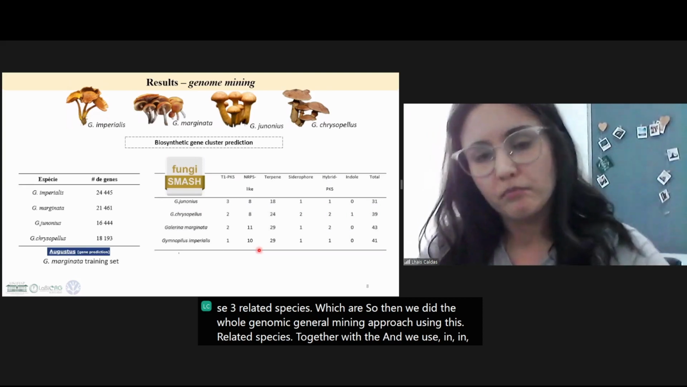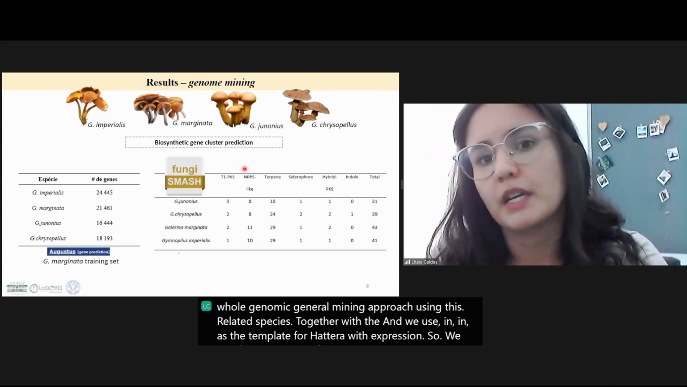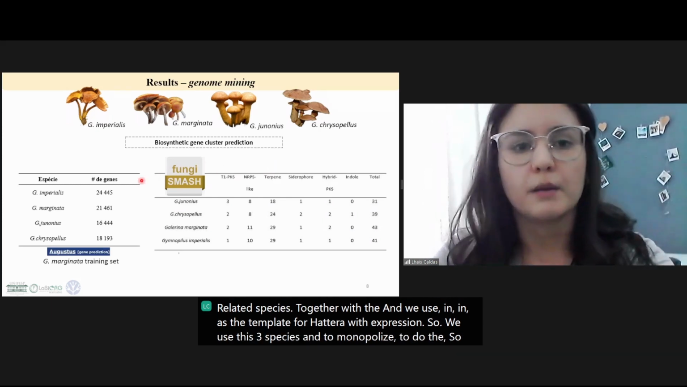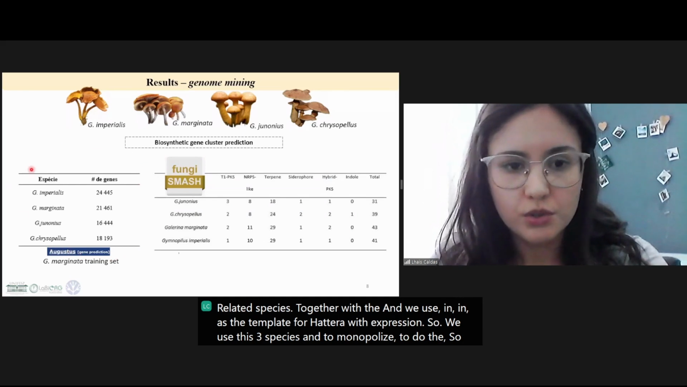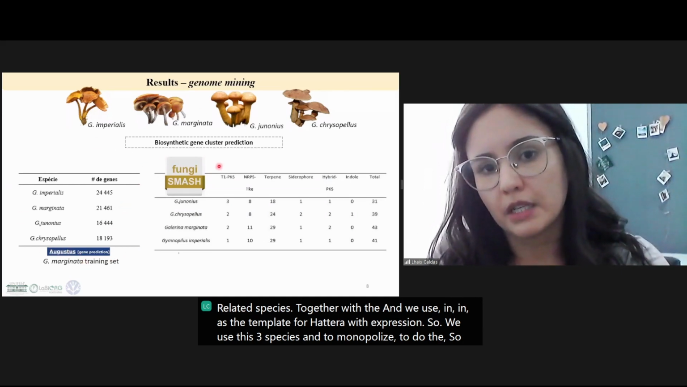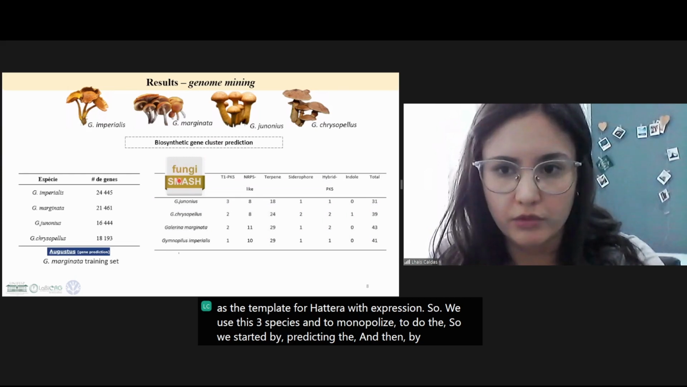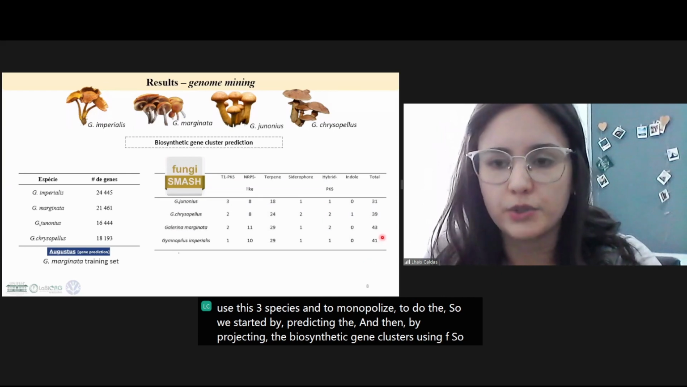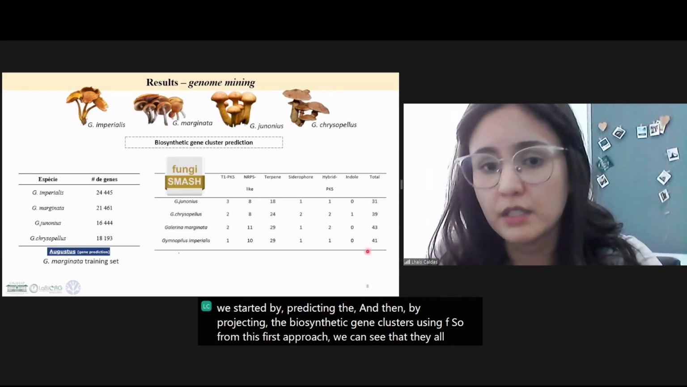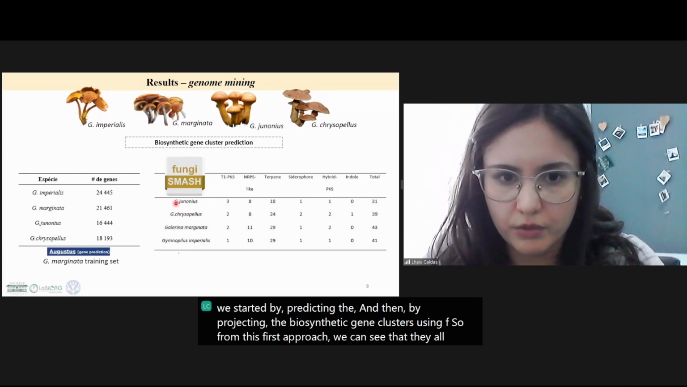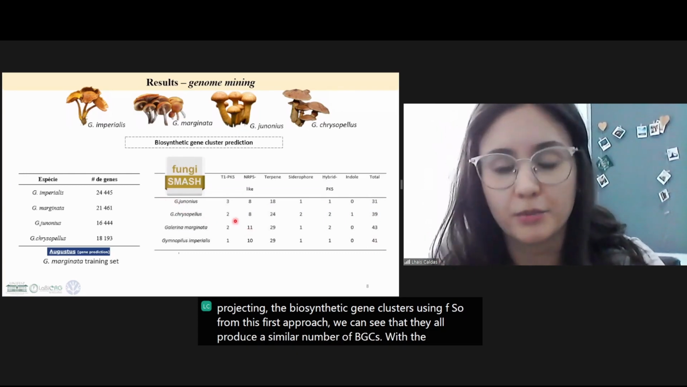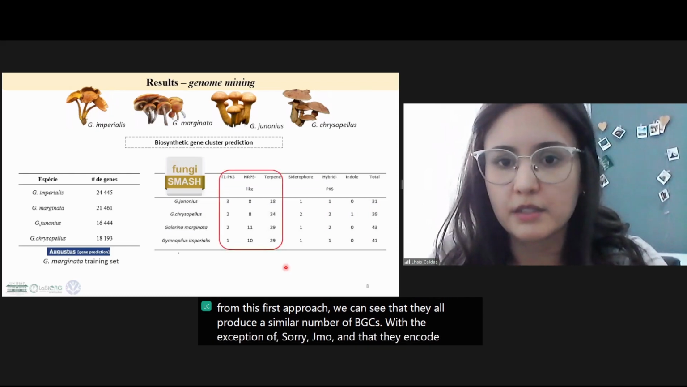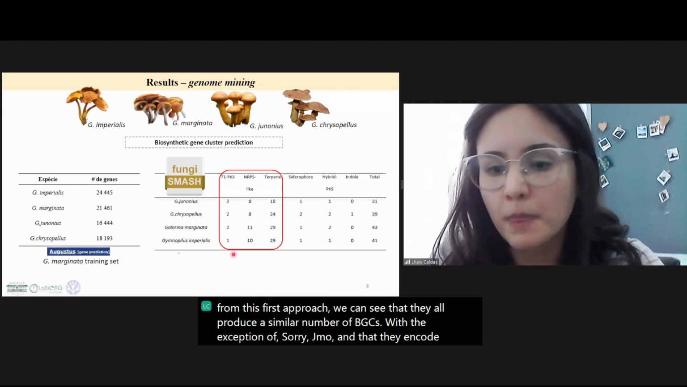So we used these 3 species and Geminophilus imperialis to do the biosynthetic gene cluster prediction. We started by predicting the genes using Augustus, and then predicting the biosynthetic gene clusters using fungiSMASH. From this first approach, we can see that they all produce a similar number of BGCs, with the exception of Geminophilus imperialis, Geminophilus genonius, and that they encode mostly for the production of terpenes, peptides, and polyketides.